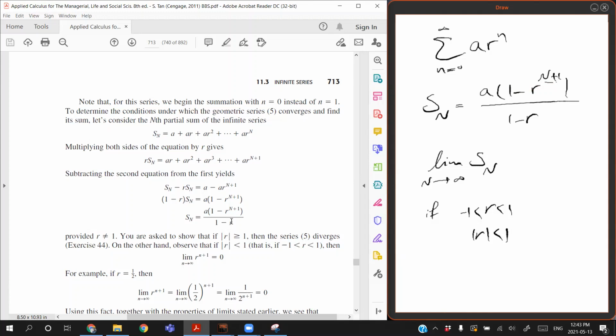But if r, your common ratio, so don't forget, r is called the common ratio. If your r is somewhere between -1 and 1, then this part, when n approaches infinity, is going to approach 0. And this will become just a over 1 minus r.